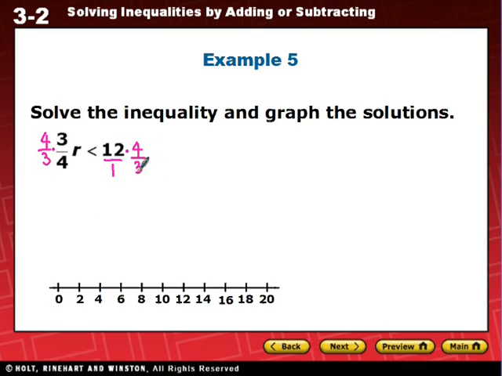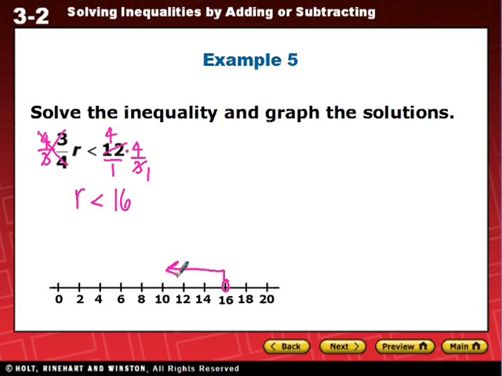And then we can do a little canceling here. 3 goes into 3 once. 3 goes into 12 4 times. This is a fancy form of 1. And we get r is less than 16. Okay, open dot on 16. Draw yourself a little mini number line. And arrow to the left.